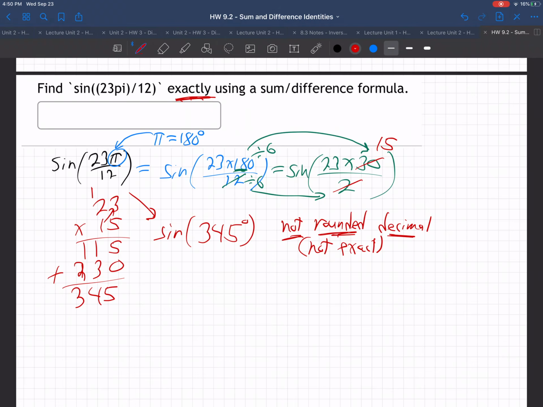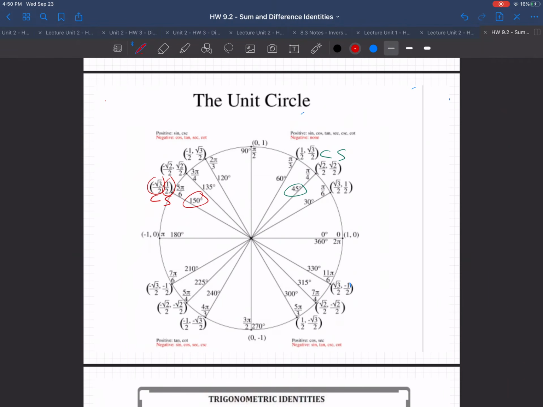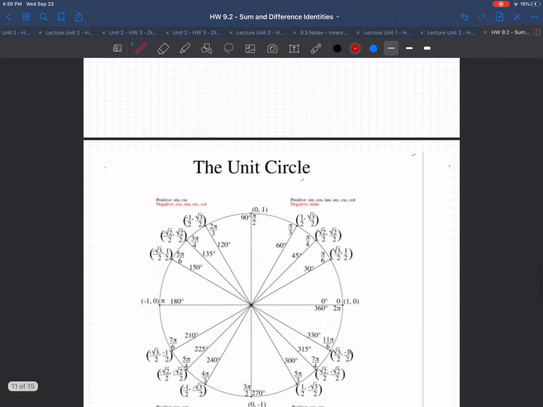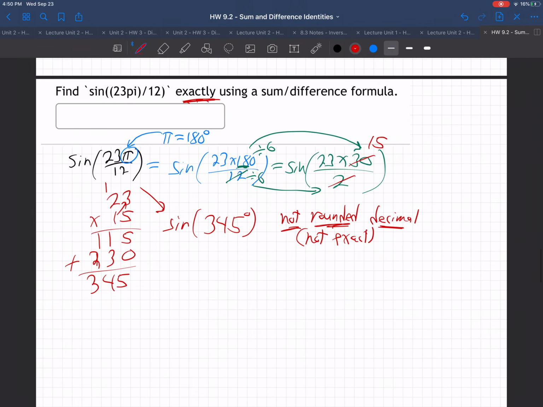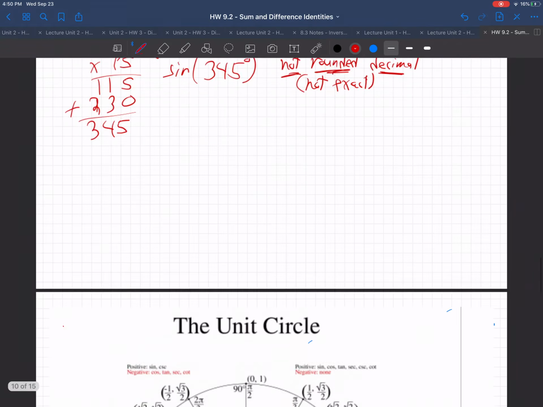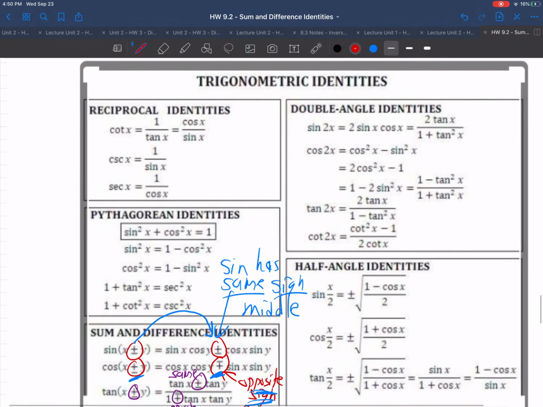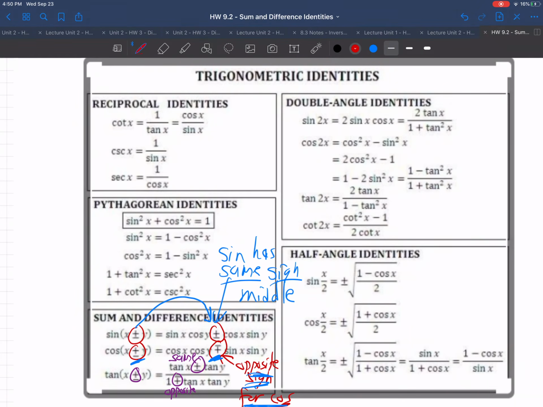How so? Well, we always do things without our calculator on the unit circle. If we go down to the unit circle, there's no 345 degree angle, right? That should be about right there, past 330 before 360, but it's not there. It's not on the unit circle. How are we going to do it then? How do we do the sine of 345? Well, they told us right here, using a sum or difference formula. So we should go down here to our sum and difference formulas for sine.